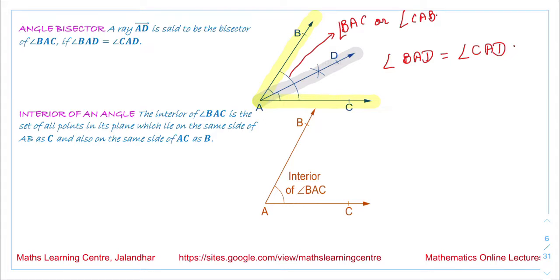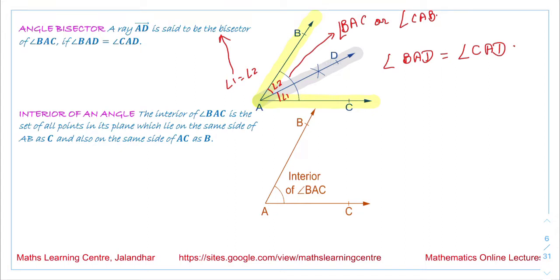That is, we are dividing the angle into two angles. Suppose this is angle 1, this is angle 2. If angle 1 is equal to angle 2, then we say that this ray AD is the angle bisector of angle BAC.